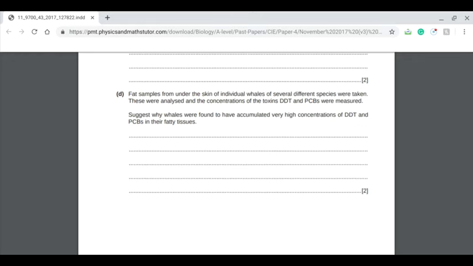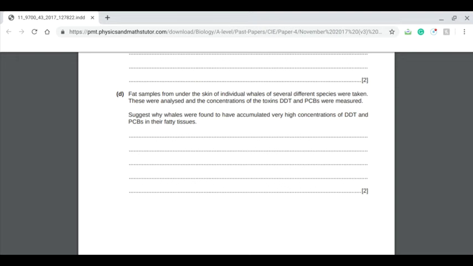So the next question is, fat samples from under the skin of individual whales of several different species were taken. These were analyzed and the concentrations of the toxins DDT and PCBs were measured. Suggest why whales were found to have accumulated very high concentrations of DDT and PCBs in their fatty tissue. Again, this is a suggest question. You have not been taught it directly, but you are expected to answer it.